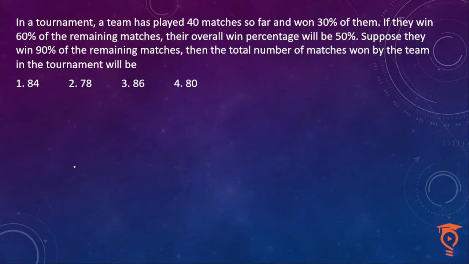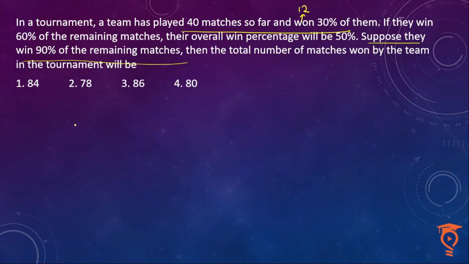Now, before I solve the question, I want to share with you a fun fact and an interesting thing over here. You know that in the first 12 matches, the team won only 30%. That is 12 matches. So the question says that suppose they win 90% of the remaining matches. That would mean that out of the remaining number of matches, 90% of the matches would be an integer, because the number of wins is always an integer. The number of matches is also always an integer.